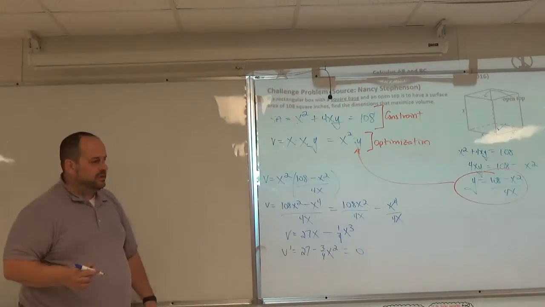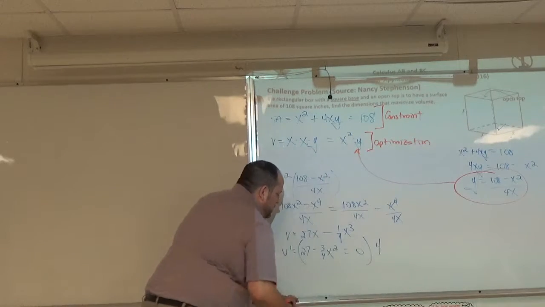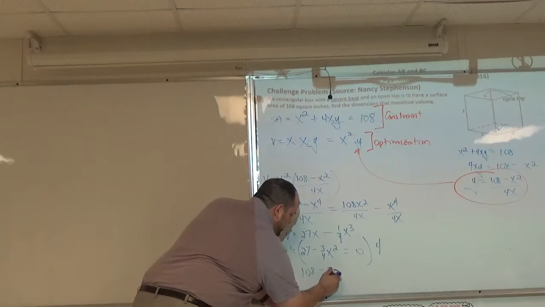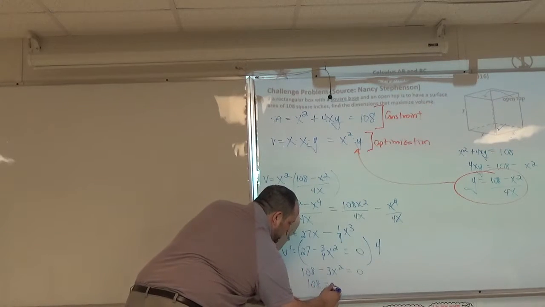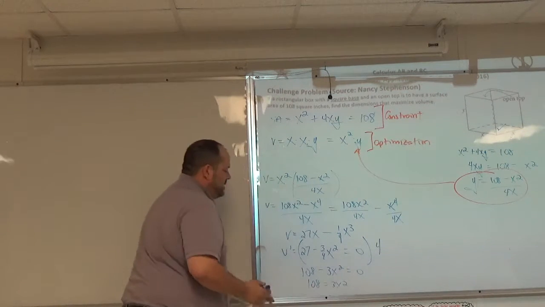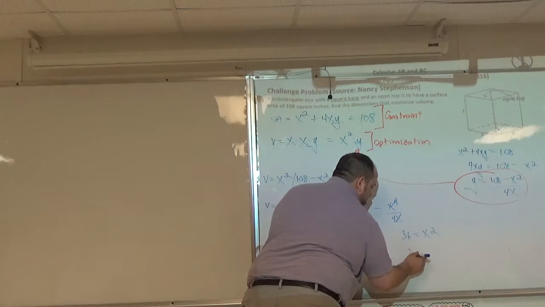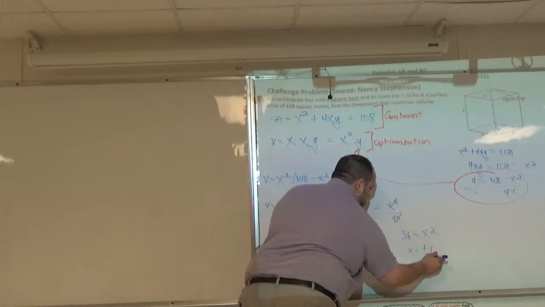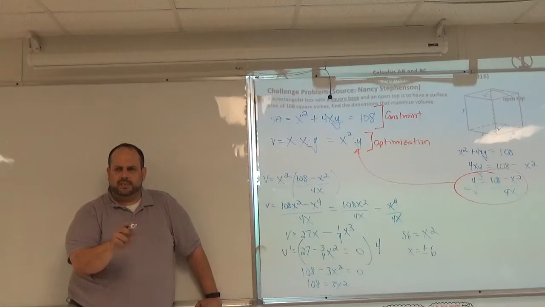Set that equal to 0. For all the friends in the fraction killer gang, multiply by 4. 108 minus 3x squared is equal to 0. Divide by 3. We're going to get 36 equals x squared. So x is plus or minus 6. Anybody else getting plus or minus 6? Yeah.